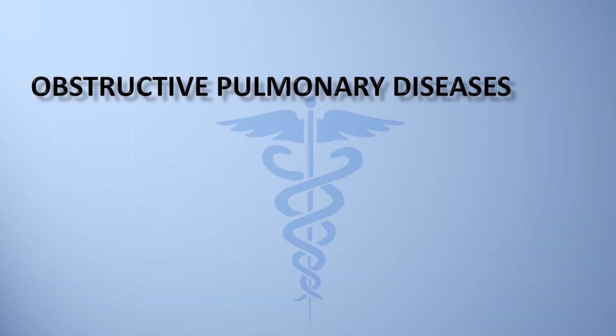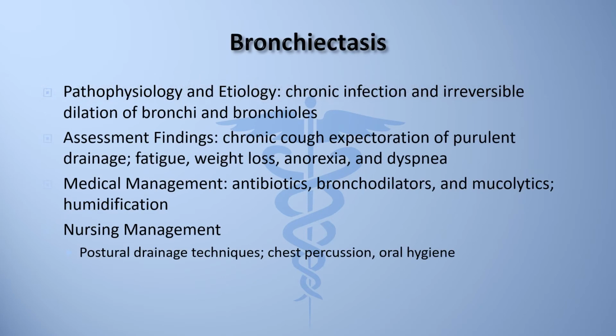Today we are going to be finishing up lower respiratory, talking about obstructive pulmonary diseases. First, we're going to talk about bronchiectasis, which is a chronic inflammation and irreversible dilation of the bronchi and bronchioles. Some assessment findings would be a chronic cough, purulent drainage, fatigue, weight loss, anorexia, and dyspnea.